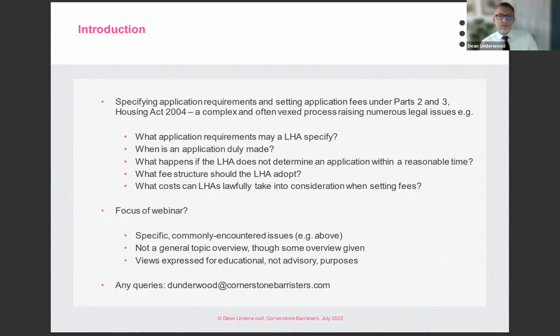So, as I say, these are some of the most common issues that I tend to encounter in my work for local authorities, and which will indeed provide the focus of this webinar. So we will, as indicated on the slide, be looking at some very specific, commonly encountered issues. This won't be a general topic overview, although some overview about these particular issues will be given. And it will not look at the process of determining applications, so, for example, at the issues of fitness and propriety. Rather, we will look at application requirements and fees.